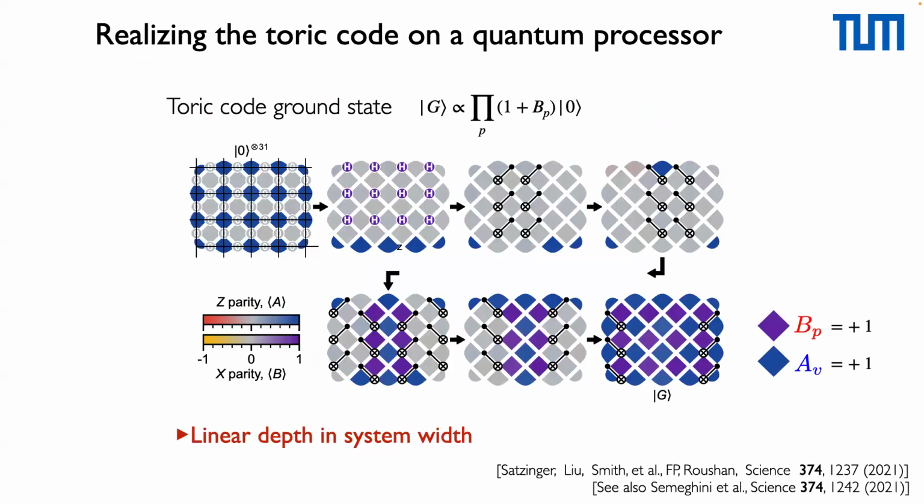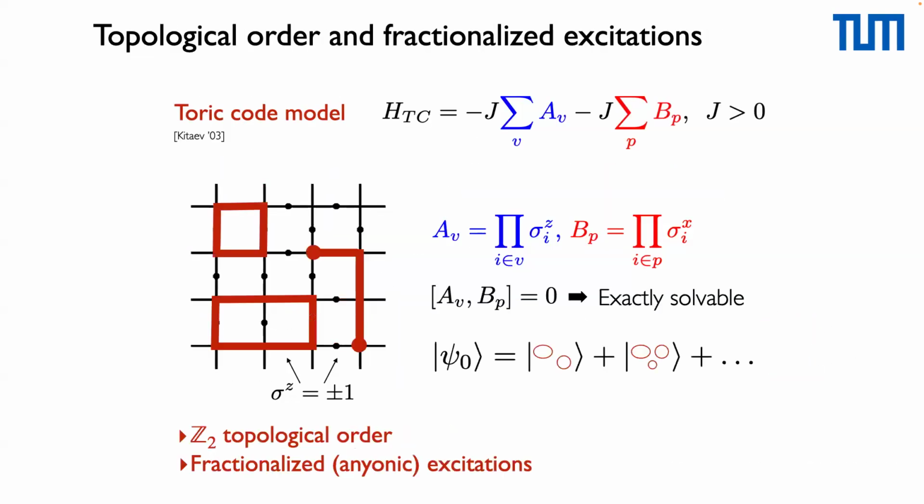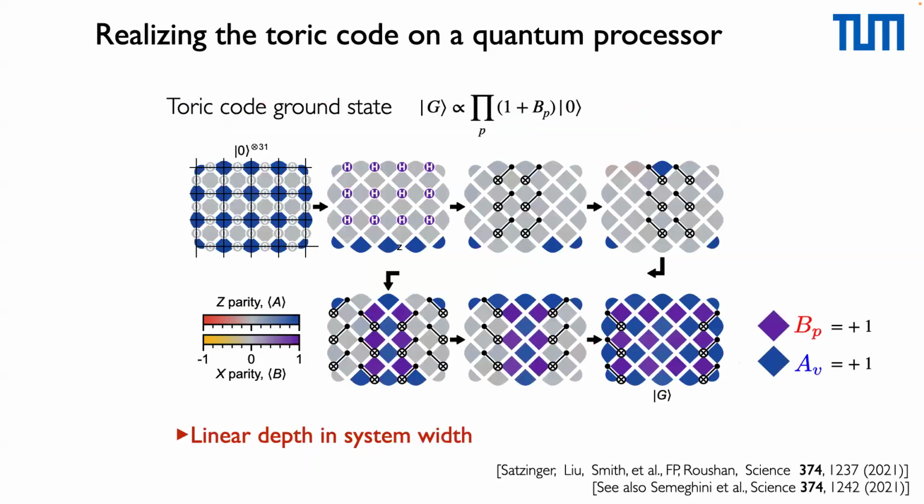Good. So now we have this. This is the ground state, and one of the exciting properties of the state is that we can now create excitations. So we can break open some of these loops, and then we have these point-like excitations at the end of open strings, and these strings are anyonic excitations. I'm going to say a bit more about what I mean by this in a moment.